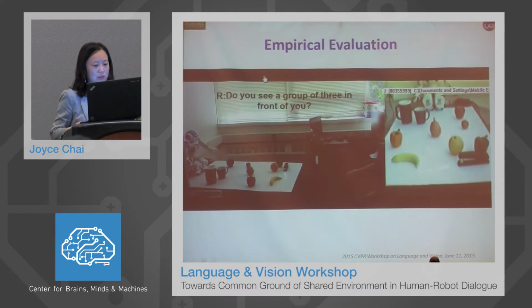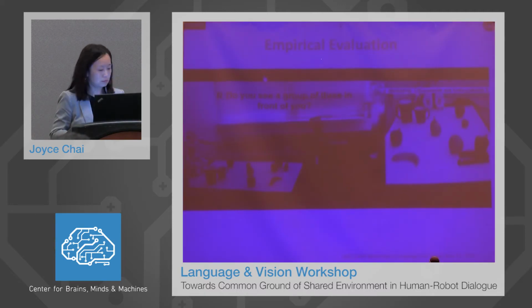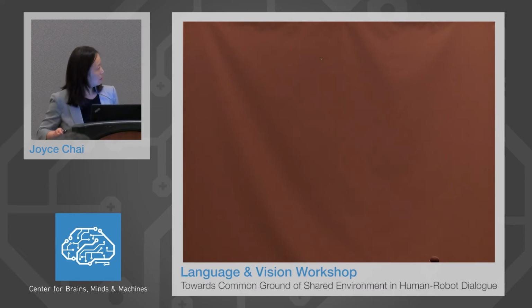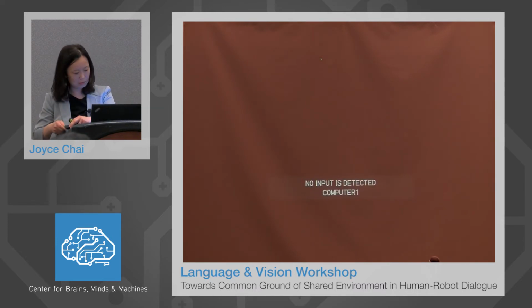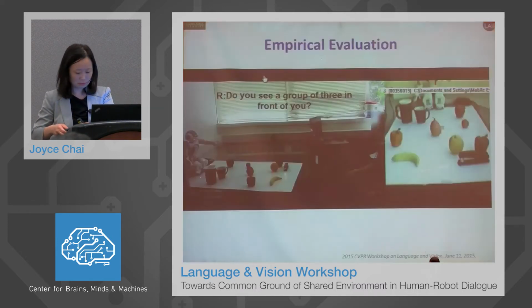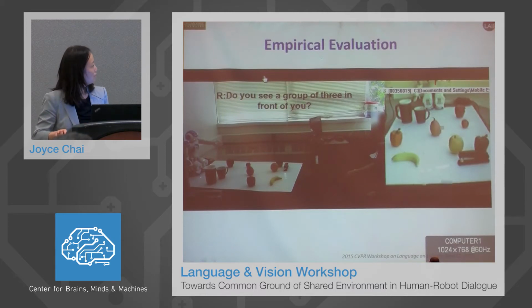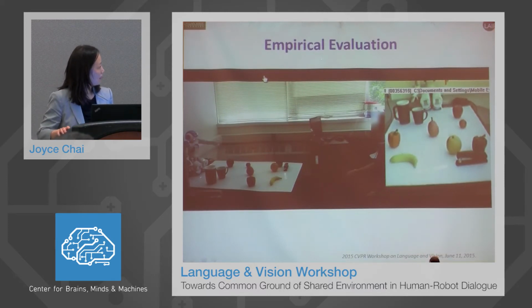Do you see Robot 3 in front of you? Yes. That group I was just talking about. Do you see an object on the right that is on the right within the group? Yes.